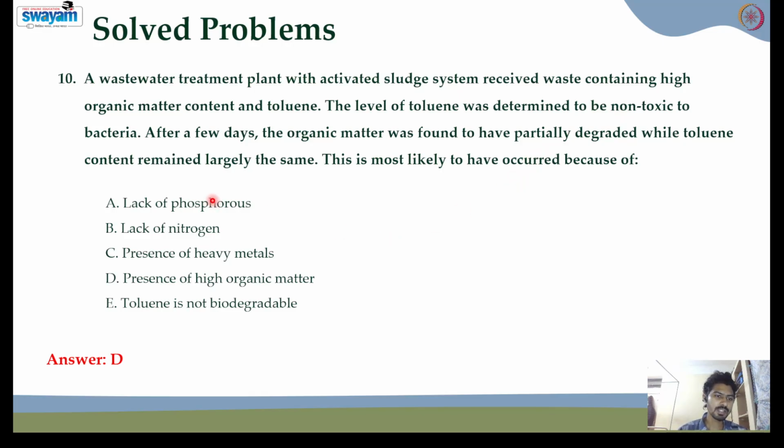And why not the other options? If you see option A, as we know, phosphorus is an essential nutrient, but its lack would primarily affect the degradation of organic matter, not necessarily biodegradable toluene. So if there were a lack of phosphorus, we could have observed a lack of degradation of organic matter also. Similar to the lack of nitrogen. Nitrogen is used for bacterial metabolism, so its absence obviously does not prevent the degradation of toluene.